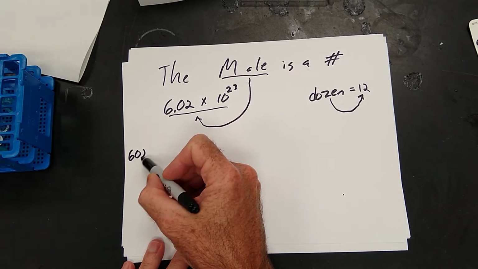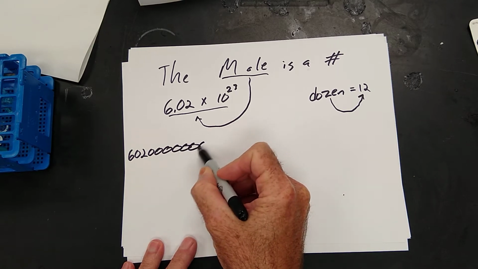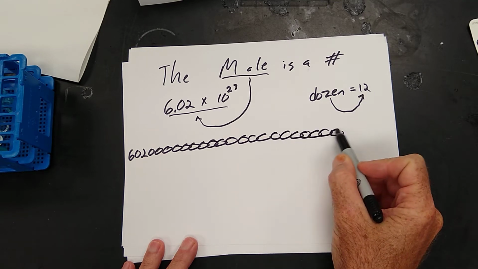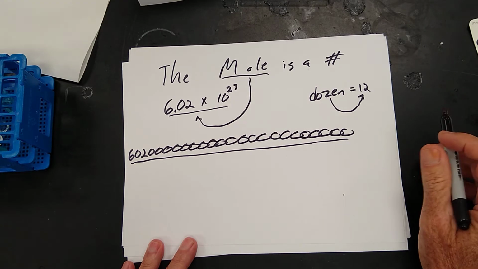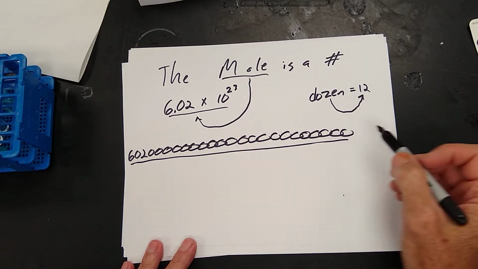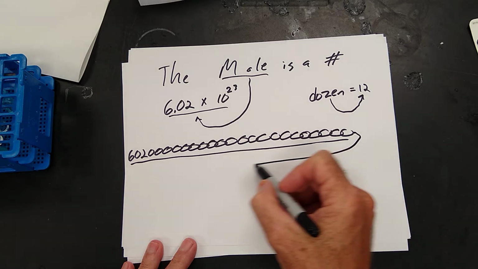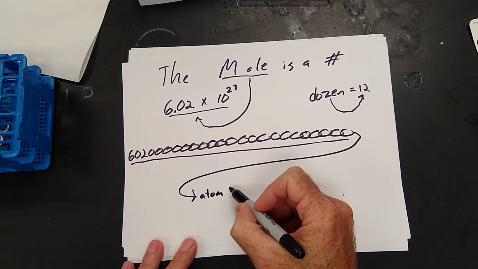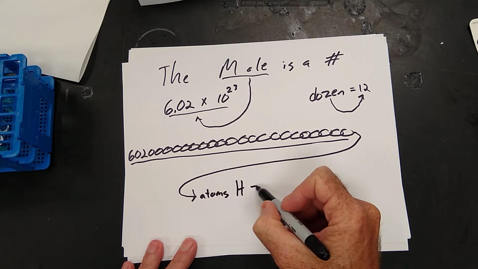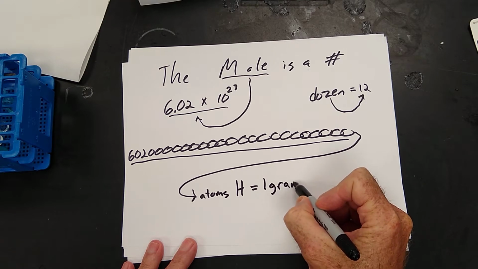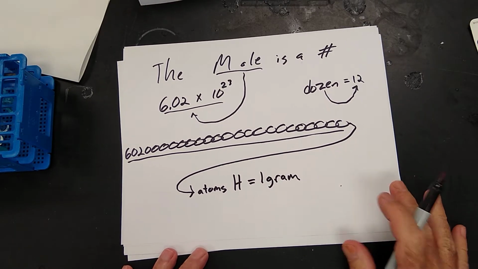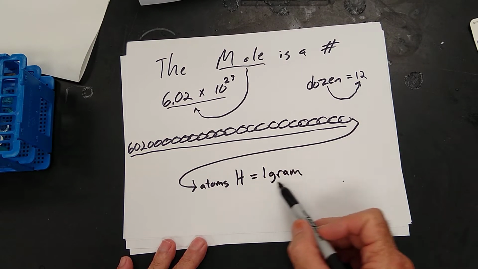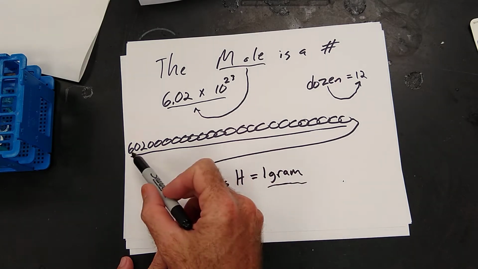This is it. That's the number. Now, what is that number, Mr. Perkins? There are this many atoms of hydrogen in 1 gram. What? Yes. This is how many atoms of hydrogen it takes to weigh 1 gram. That's how small atoms are.